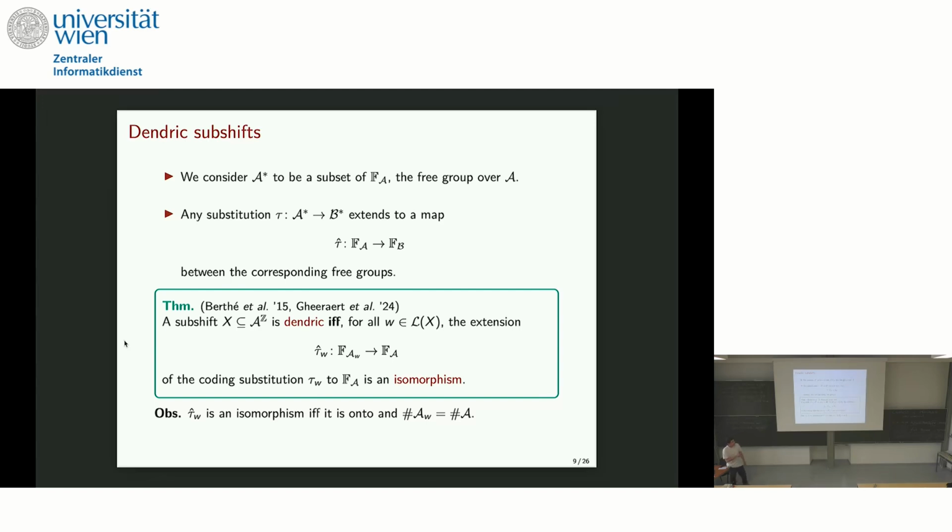Just to recall, in this context, this thing is an isomorphism if and only if it is both onto and the sizes of the generators are the same. I want to stress that it's a very strong condition, because even finding and constructing subshifts in which all return words have the same cardinality, which is implied by this condition, is something difficult. And it was one of the motivations of defining this class of dendricity.